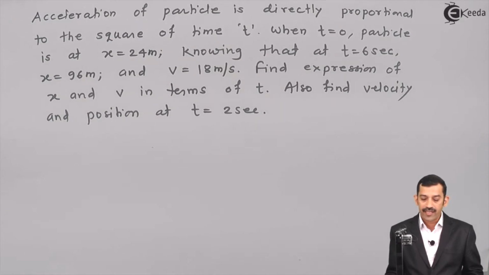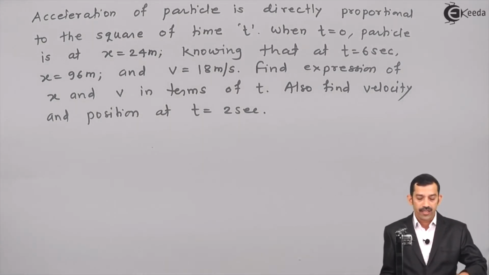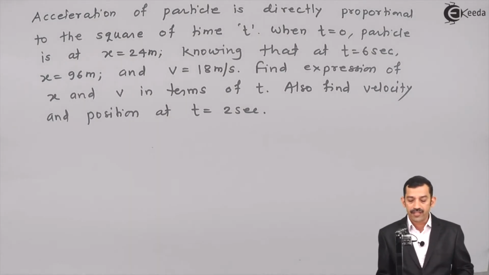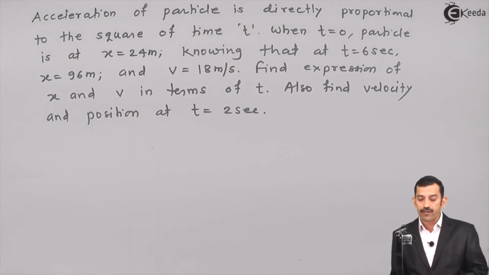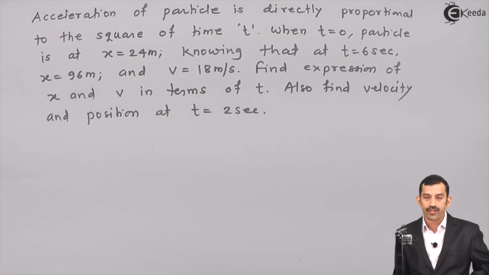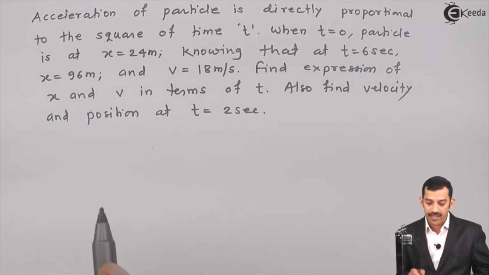Knowing that at t equal to 6 seconds, x equals 96 meters and v equals 18 meters per second, find the expression of x and v in terms of time t. Also find velocity and position at t equal to 2 seconds. Now here a relation is not given as an equation, a relation is given in wordings: acceleration of the particle is directly proportional to the square of time t.